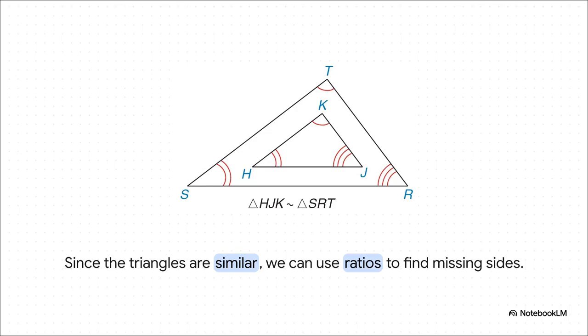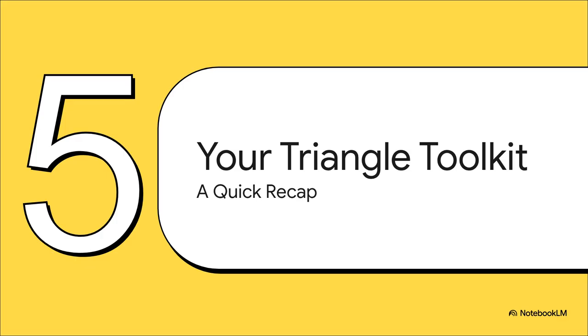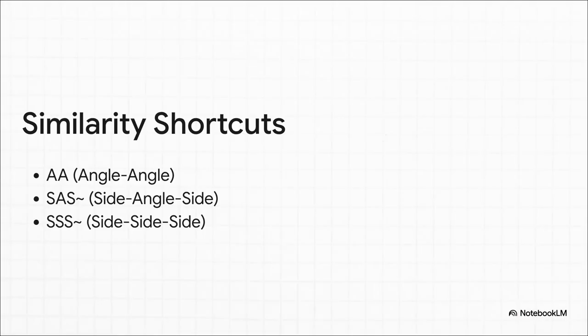So if we know 3 of those lengths, we can use some pretty basic algebra to solve for the missing one. This is exactly how you can measure the height of a huge building just by measuring its shadow on the ground. All right, let's do a quick recap of the awesome new tools we just added to our problem-solving toolkit today. And here they are, in all their glory. Your 3 go-to shortcuts for proving triangles are similar.